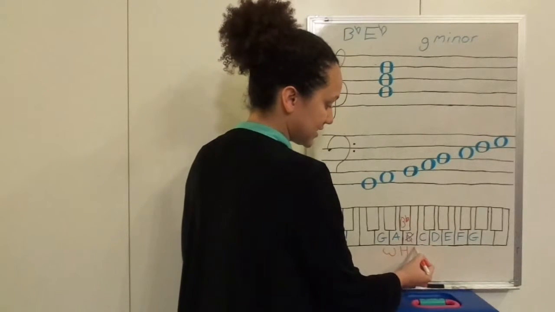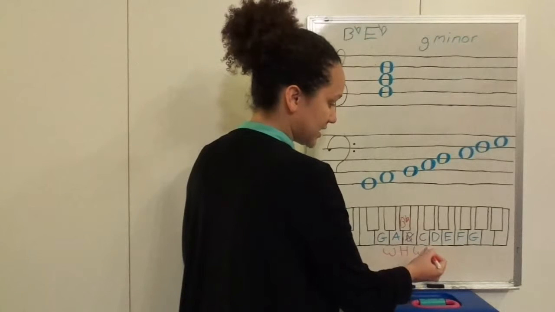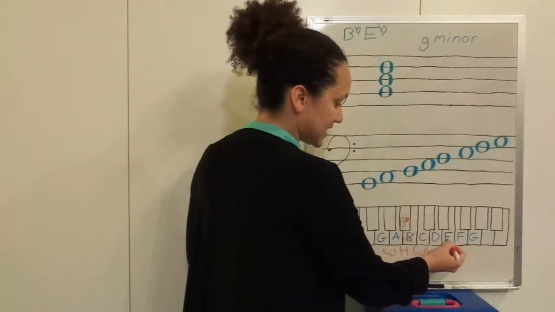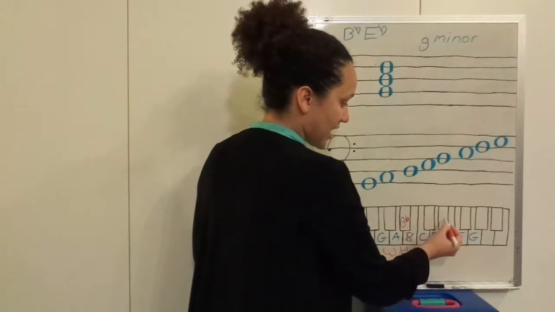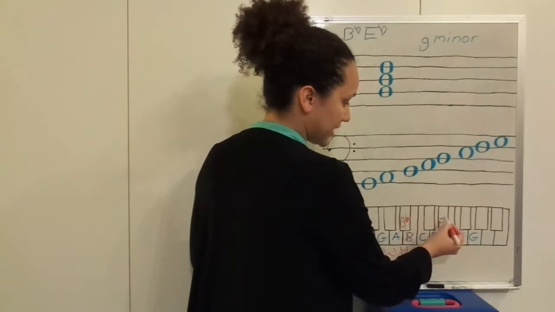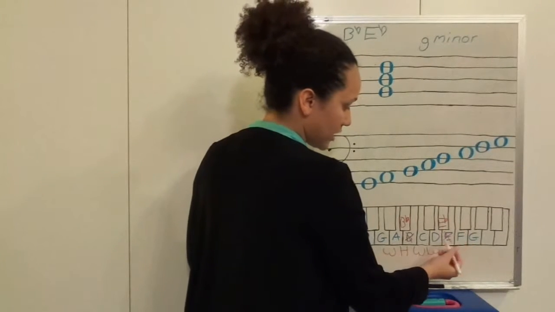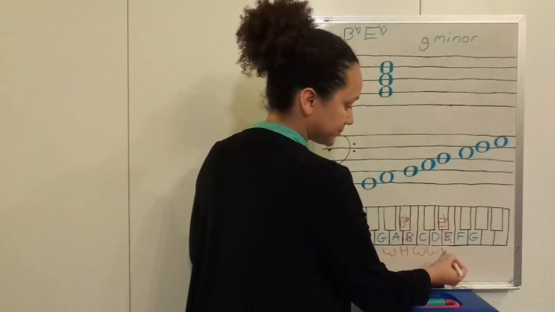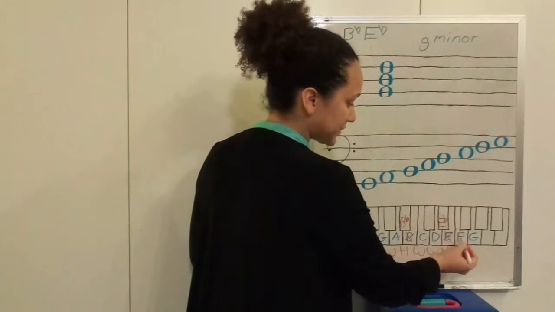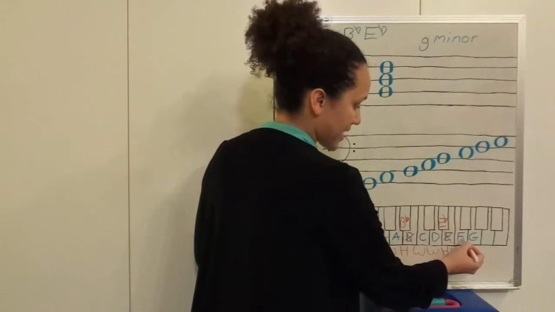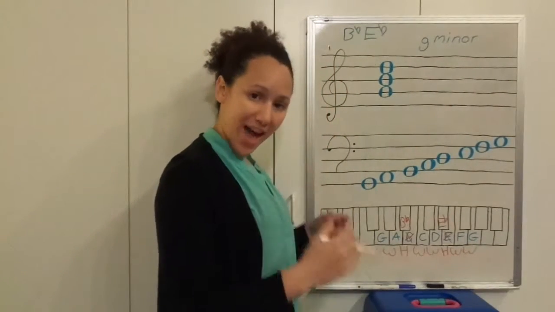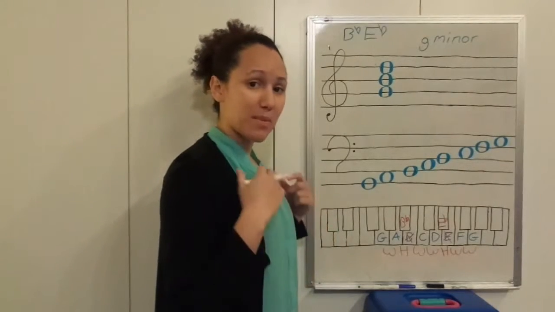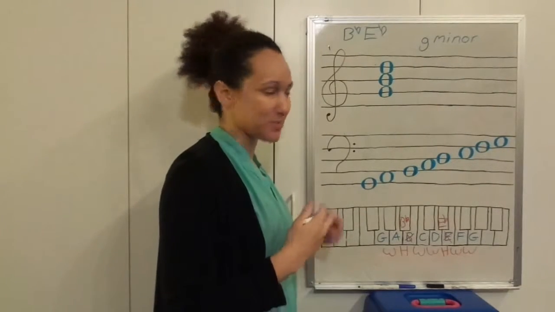B flat to C is now a whole step. C to D is a whole step. D to E is a whole step, but we want a half step. So we cross out the E and draw it up here, lowering it to E flat, and that's a horrible flat as well. So we have a half step, E flat to F, whole step, F to G, whole step. And there's our pattern. Whole step, half step, whole step, half step, whole step, whole step.